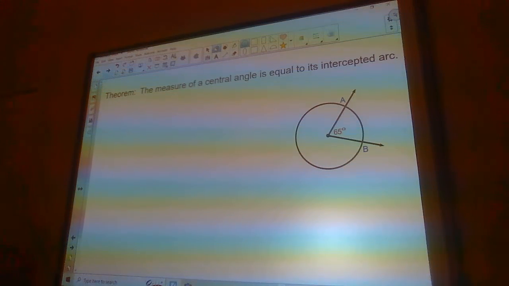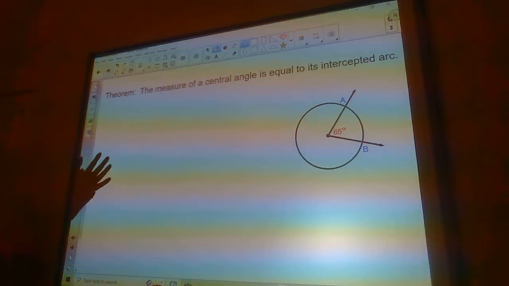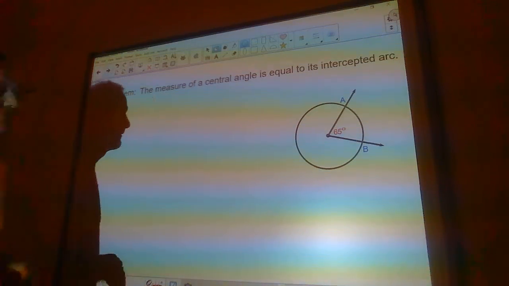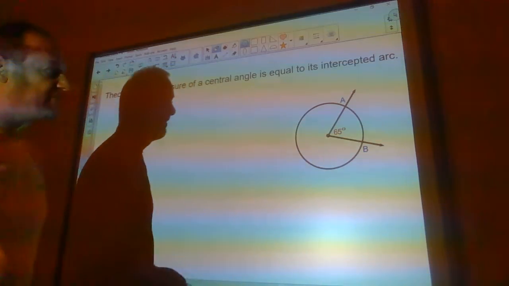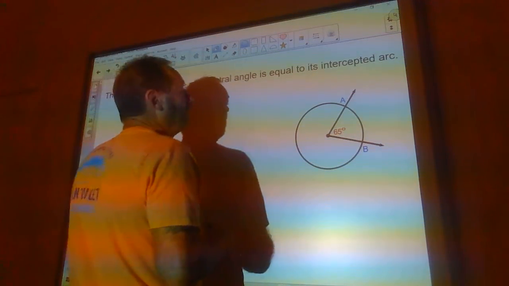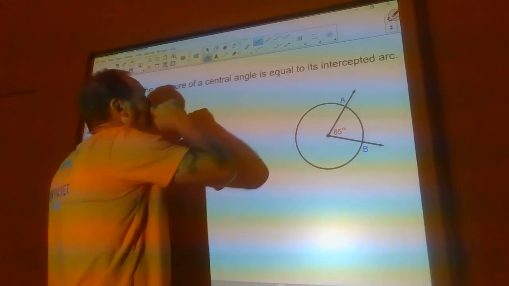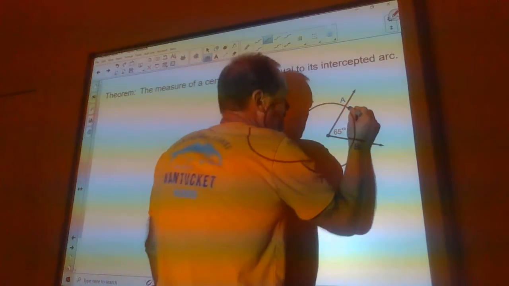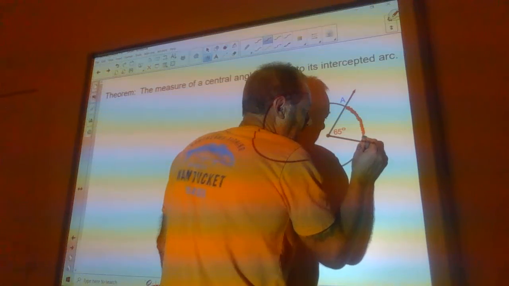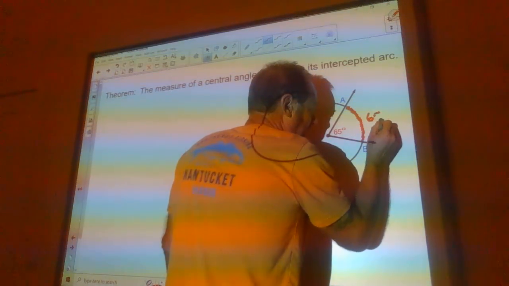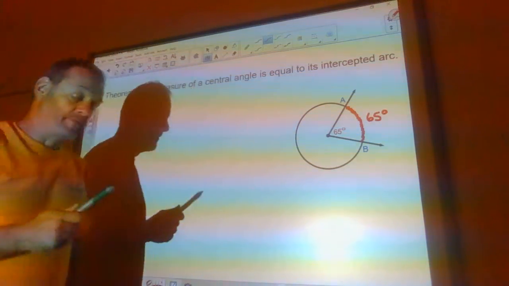All right, here's our first theorem. The measure of a central angle is equal to its intercepted arc. Okay, so here's my central angle. It has a degree of 65 degrees. Now what that means is if I were to measure this arc right here, it would also be 65 degrees.